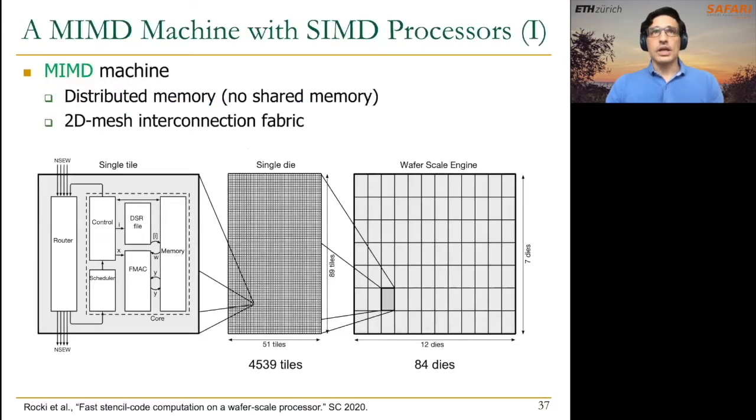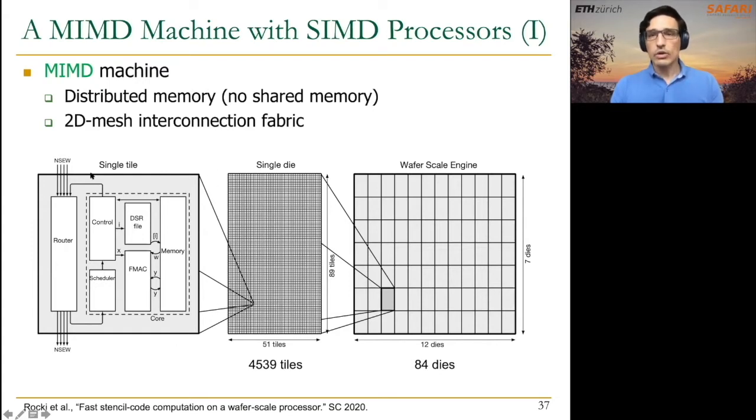There is something else here. Let's take a closer look at the wafer scale engine. Here you have a pictorial representation of this wafer scale engine. It's composed of a 2-dimensional organization of 84 dies, and inside each of these dies we have multiple tiles, more than 4,500 tiles, and each of these tiles is something like this. It's like a small core.